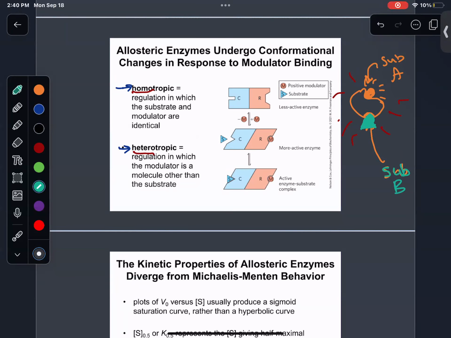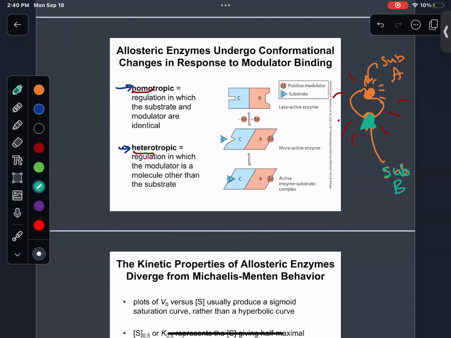In allosteric enzyme kinetics, that curve, let me draw this, is going to be more of a sigmoid saturation curve. It's going to look more like this. In Michaelis-Menten, remember, it looked a little bit more like this. So if you're looking at this sigmoid curve, you're probably looking at an allosteric enzyme and not a Michaelis-Menten enzyme. They're different.